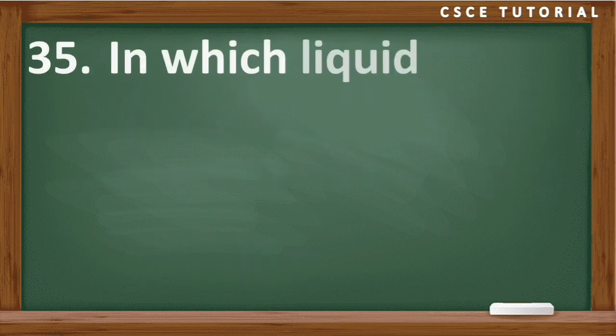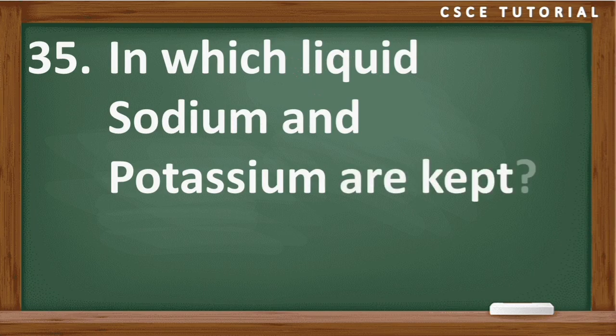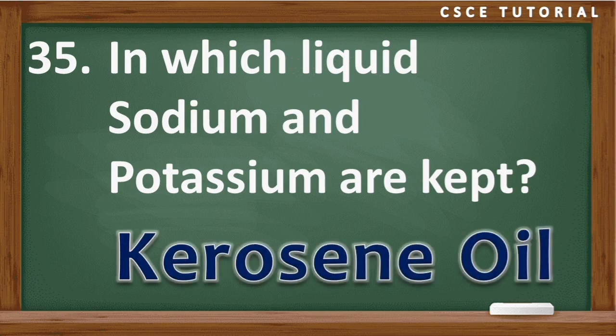35th. In which liquid are sodium and potassium kept? सोडियम और पोटेशियम किस में रखे जाते हैं? Its answer is kerosene oil. Sodium and potassium are kept in kerosene oil.